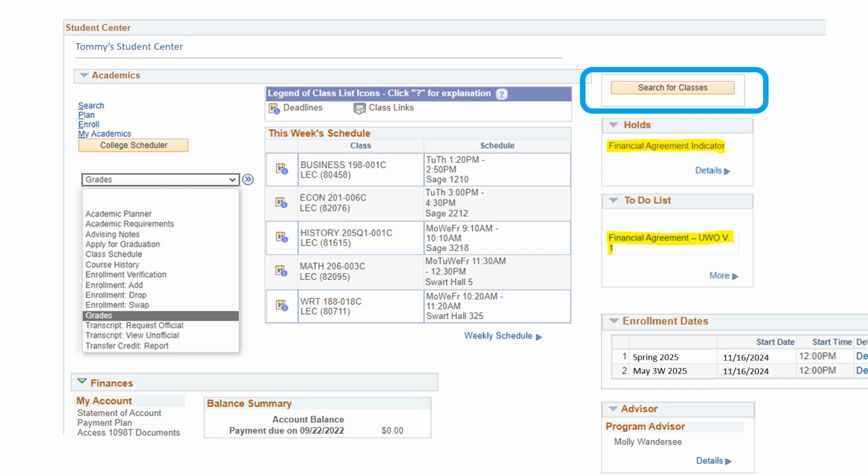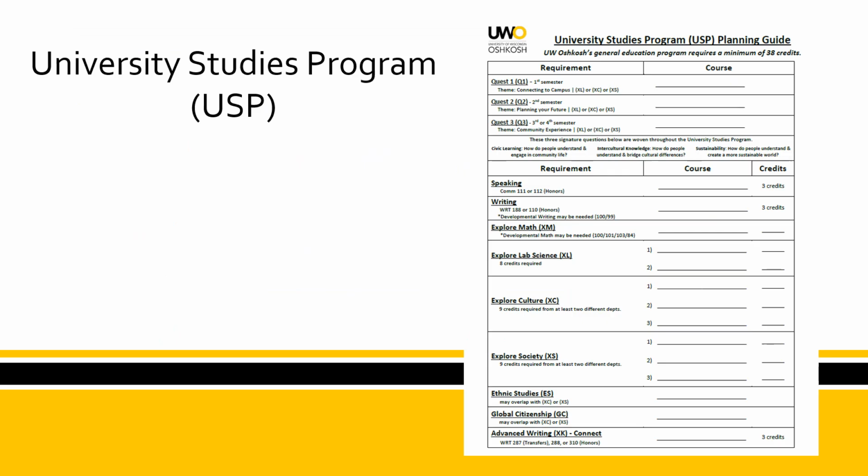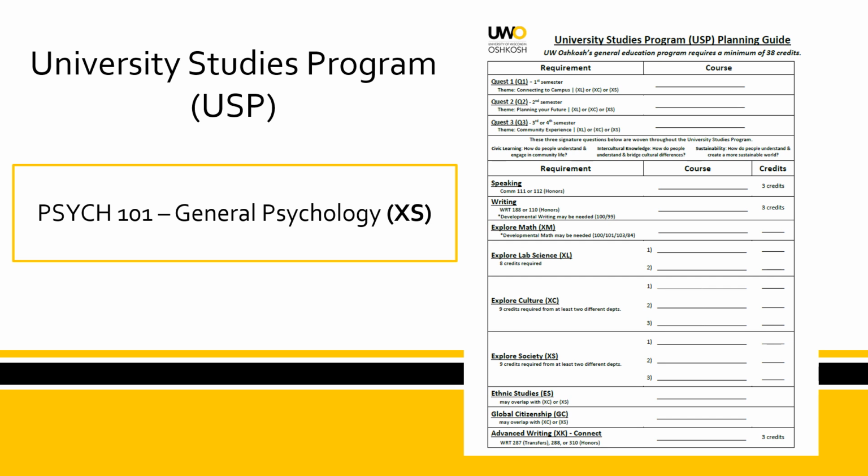Before we dive into those filter options, we want to remind you of the University Studies Program, or USP. USP is our general education program at UWO. This is required for all students in all majors, and how you meet these requirements is up to you. If a course satisfies a USP requirement, it will have a course keyword in the title. For example, Psych 101, General Psychology, XS. The XS in the parentheses is the course keyword, and that identifies what USP requirement it fulfills. We can use these course keywords in the Search for Classes page to help identify course options for remaining USP requirements you may have.